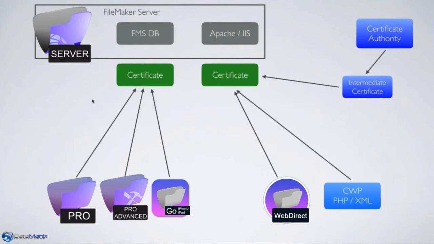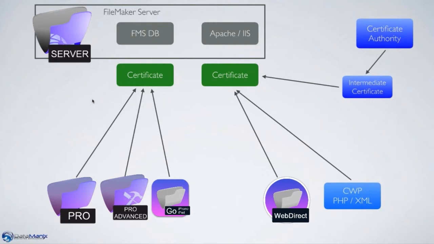But not only that, if you're using custom web publishing, PHP or XML for that matter, you will connect via the web server as well, which is also using the certificate, or at least that is if you're using the HTTPS protocol. The same goes actually for WebDirect. You can connect via HTTP or HTTPS, and the S stands for secure, or you could say it stands for SSL. So this is basically how the certificates work with FileMaker.